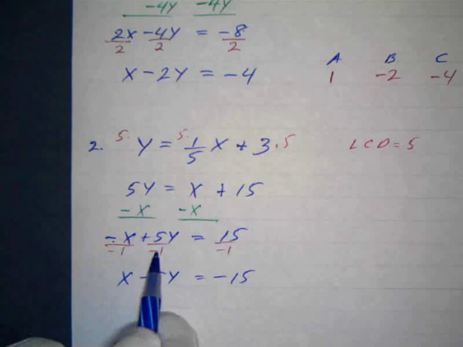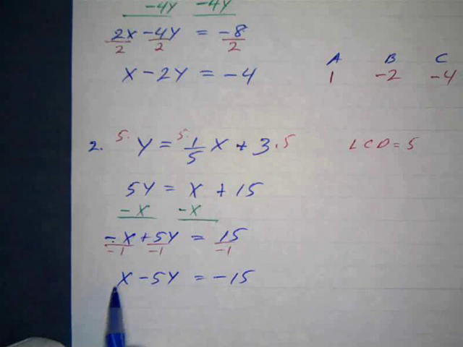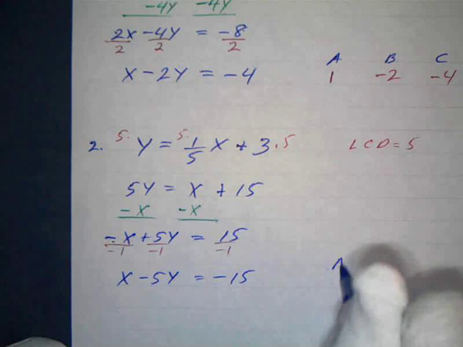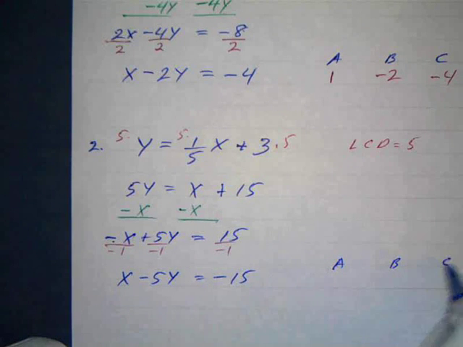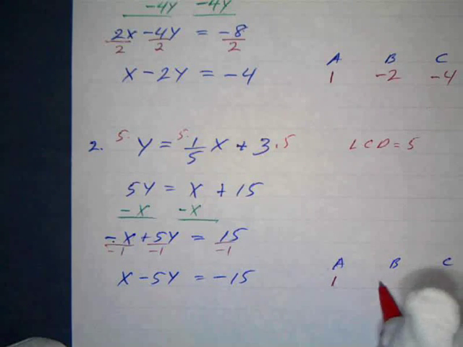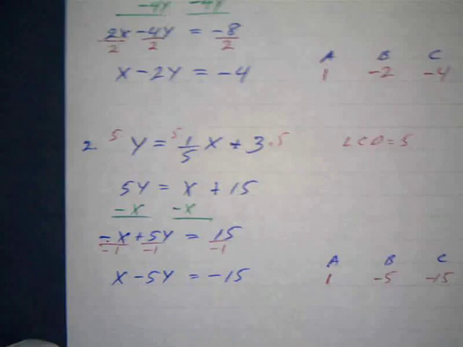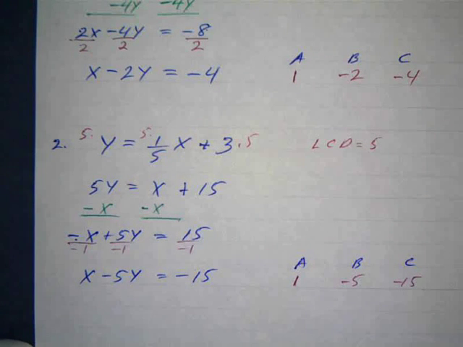So if I divide everything by negative 1, that's going to make that positive. A negative over a negative is a positive. A positive over a negative is a negative. And there we have it in standard form. So what would my A be, if I have A, B, and C? So my A would be 1. My B would be negative 5. And my C would be negative 15. And now that's in standard form. Okay?